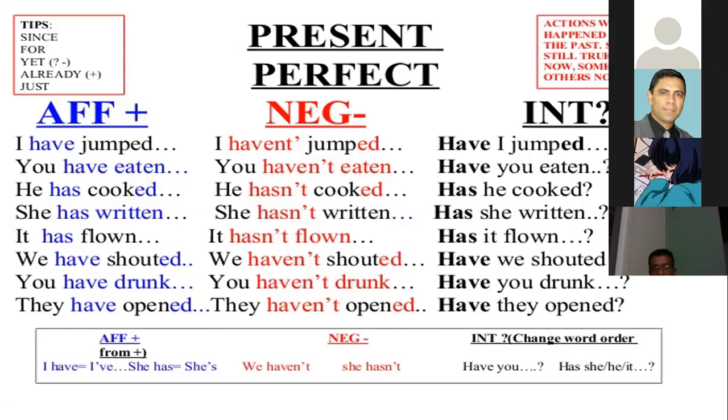I have jumped. You have eaten. He has cooked. She has written. It has flown. We have shouted. You have drunk. They have opened. Okay, now the negatives.